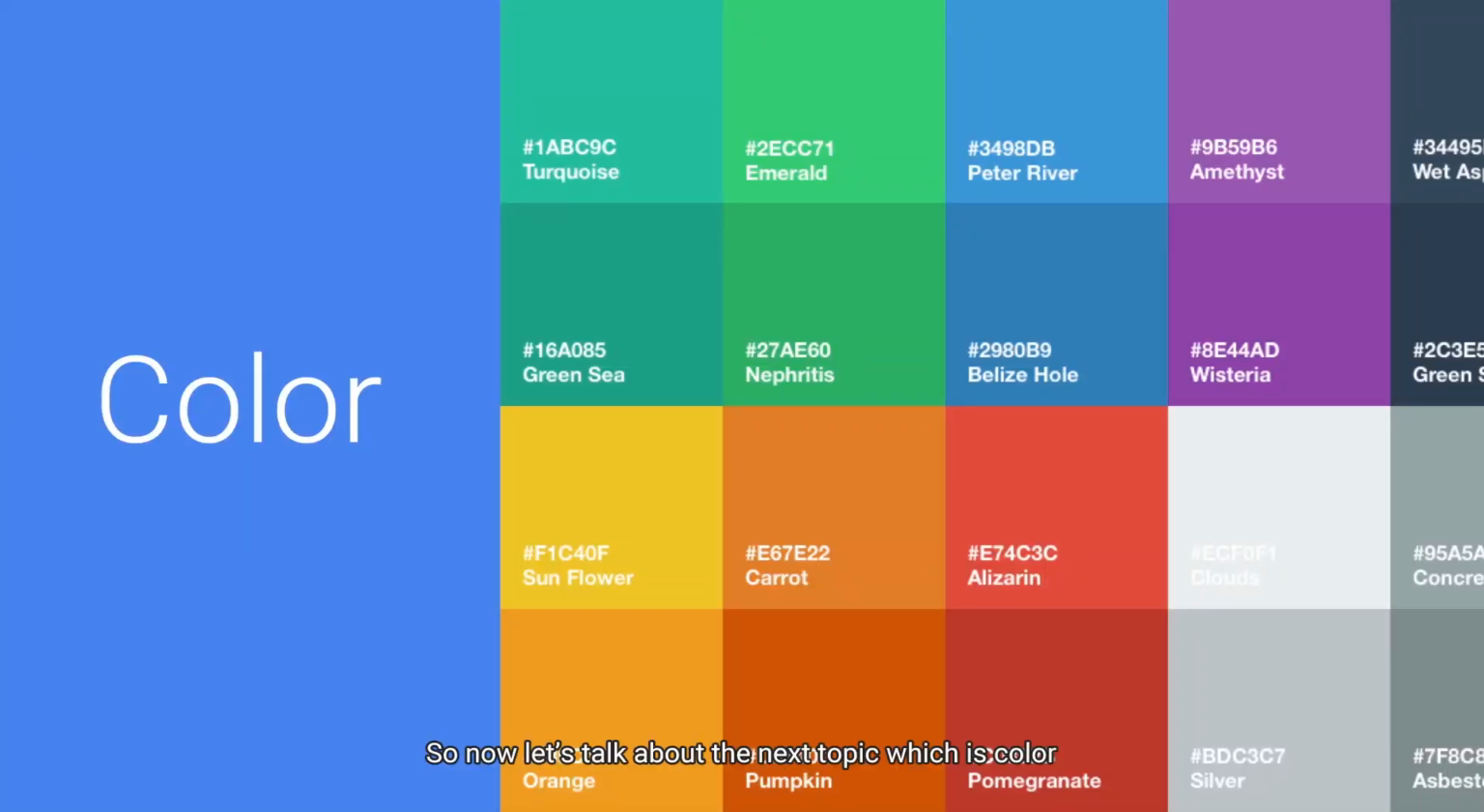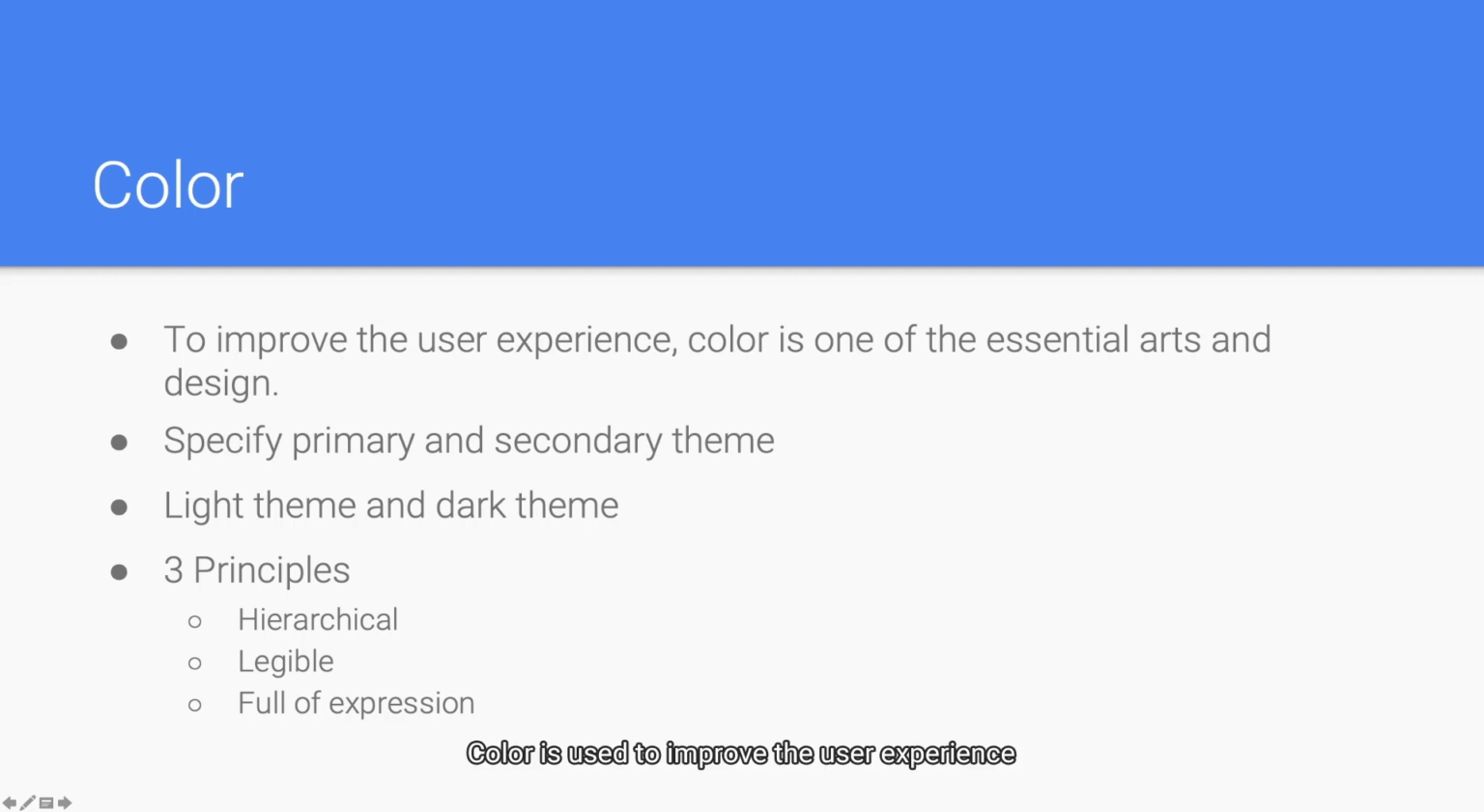So now let's talk about the next topic, which is color. Color is used to improve the user experience as it is one of the essentials of art and design. You need to specify the primary and secondary theme of your application as well as the light and the dark theme. There's 3 principles of colors in application design. They are hierarchy, legible, and expression.